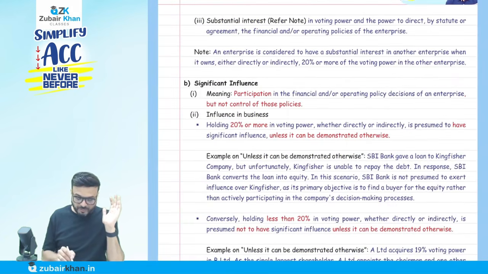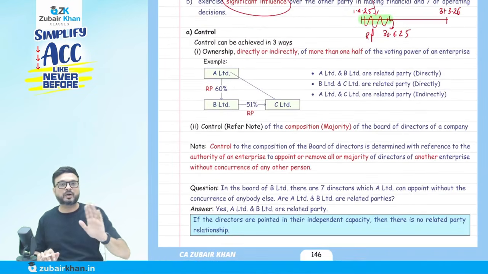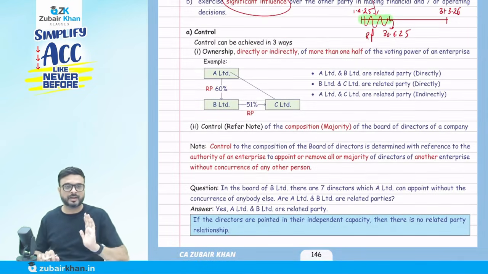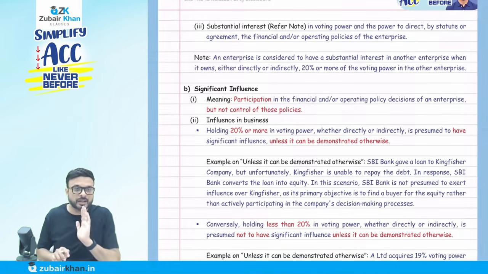And I will discuss also with you what we mean by significant influence. So let's start with what we mean by control. If someone has control over another party, we say that we have control over them, and we are related parties. Even if someone has significant influence over the other party, we also call that a related party.